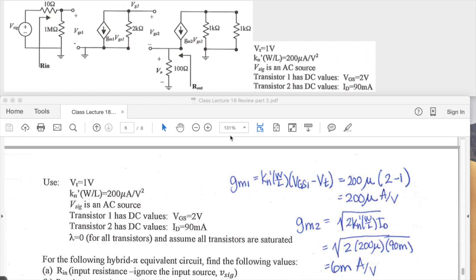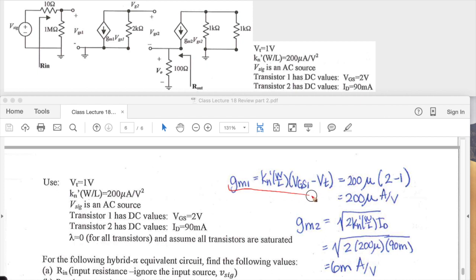Hi, this is an analysis for an AC analysis of a two-stage MOSFET amplifier, to find the parameters we want, which are Rin, Rout, and then the overall gain, which is Vo over Vsig. To start this, we want to determine the AC parameter gm, and that needs the values from the DC analysis of either VGS or ID.